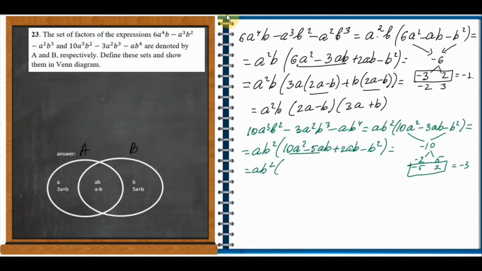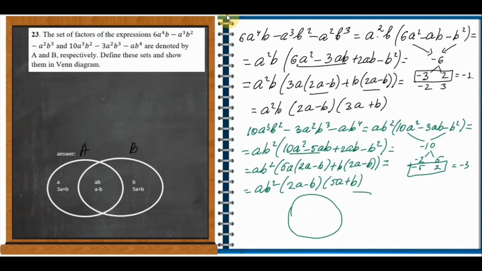Let's group these two terms. We can take 5a outside the bracket, and it's 2a minus b plus, and we can take b, and 2a minus b, equal to ab squared times 5a plus b. Taking 2a minus b outside the bracket, 5a plus b will stay inside. Now that's all. We must show this in the Venn diagram.